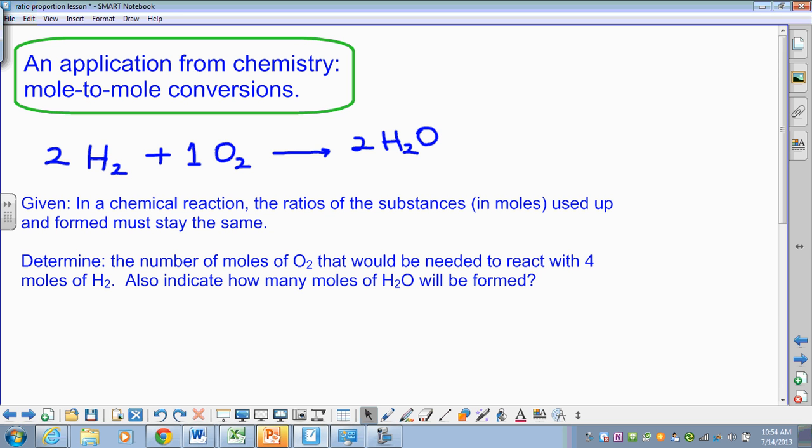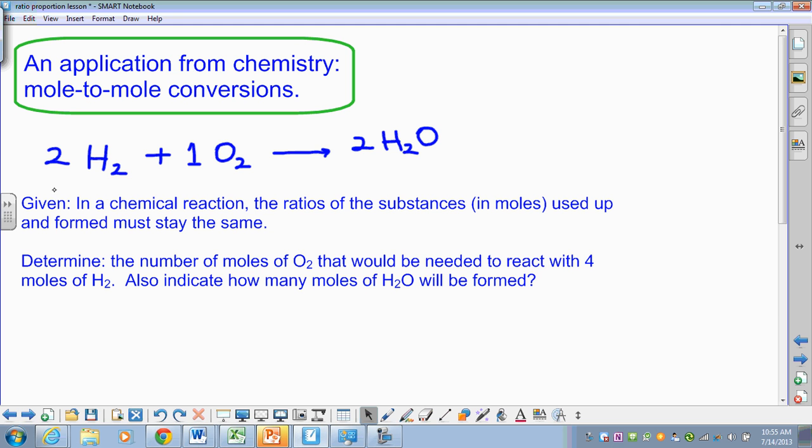Okay, so here we have an application from chemistry. You may see this under the topic of mole-to-mole conversions in a typical intro to chemistry class. It looks very different, but I'd like to show you in a few moments that this is really very similar to the oranges example we just completed.